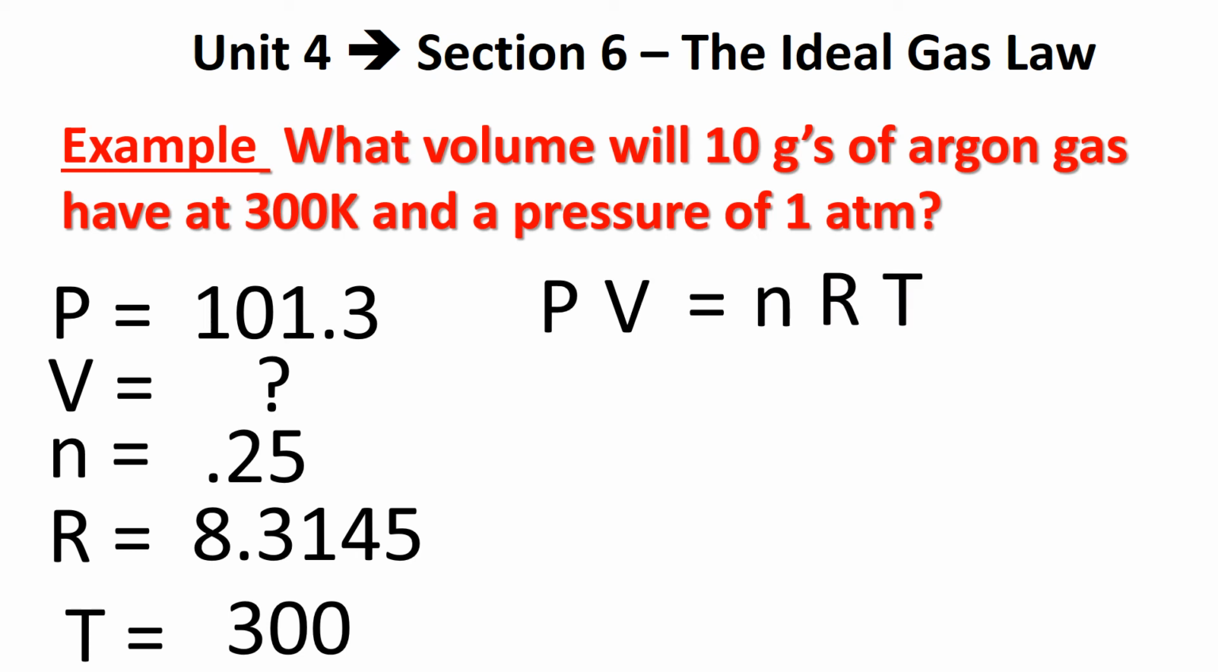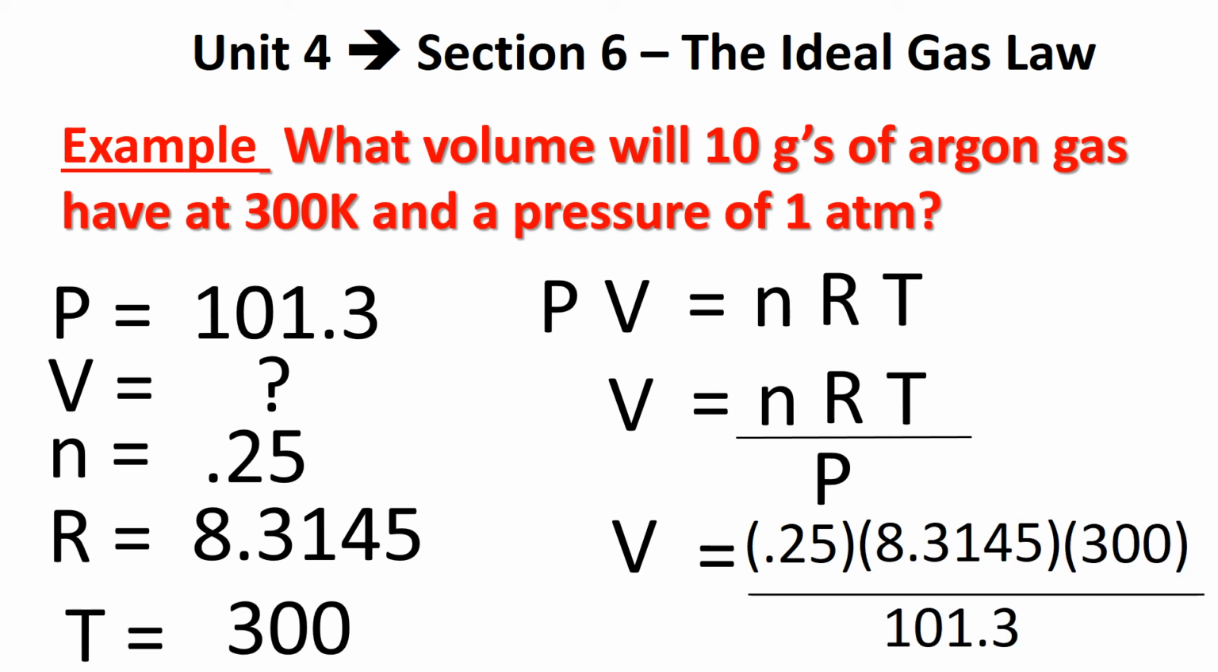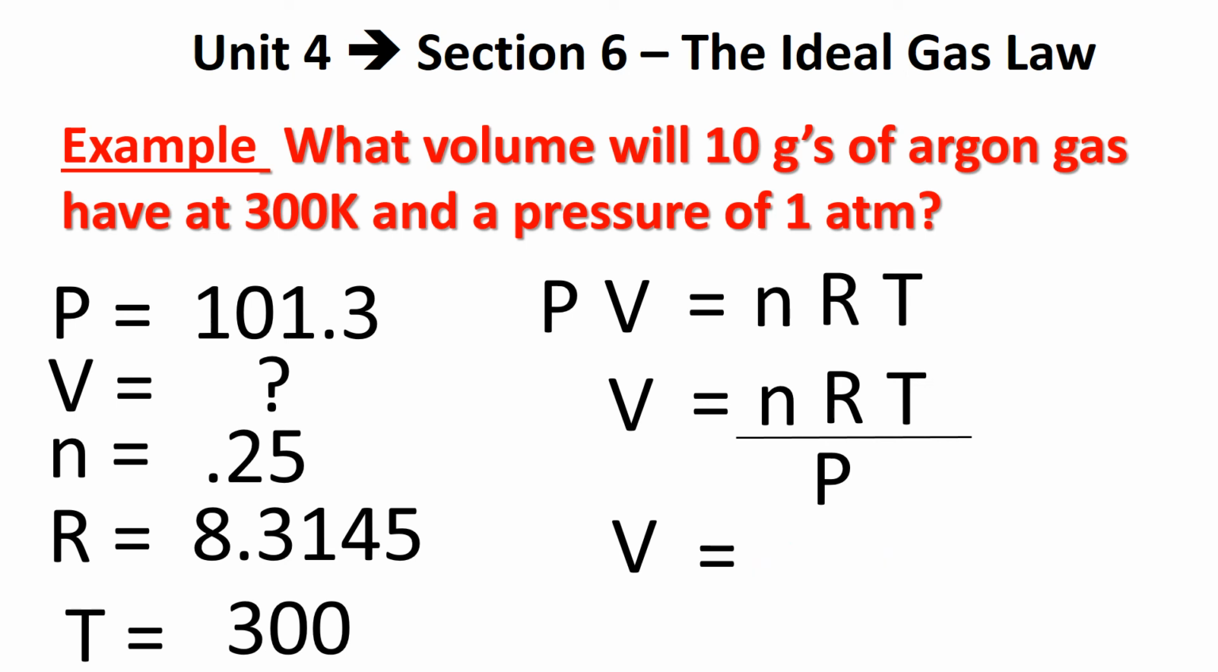So let's write our ideal gas law. Now we're going to solve for volume, so we'll divide both sides by P. There you go. And now it's just a matter of plugging in the numbers that we have written down. 0.25, 8.3145, 300, and divide that by 101.3. So if you grab your calculators here and type it all in, you should get 6.155, and so on. I rounded it here a little bit.